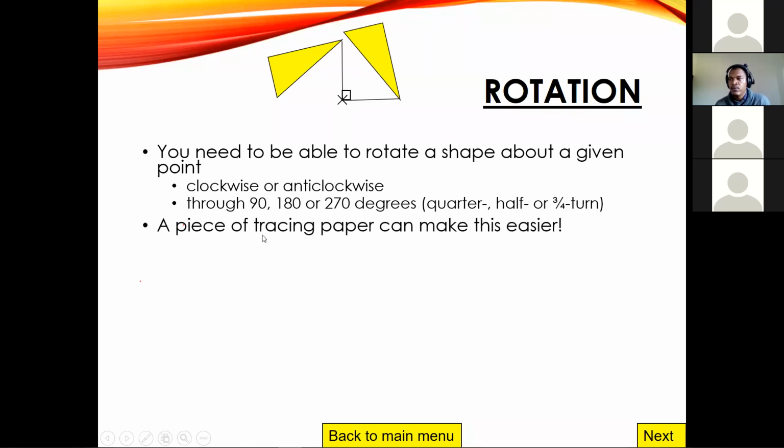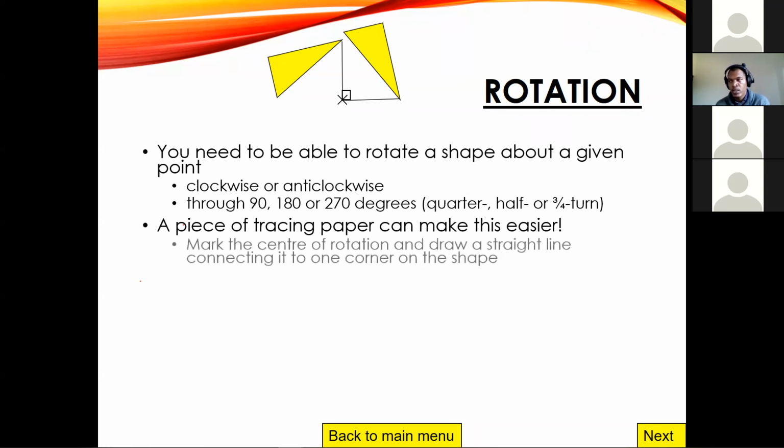A piece of tracing paper. This is normally the topic where tracing paper can be used or is allowed to be used, and it can also make things easier in the exam. But we will solve this without using tracing paper. That means we will basically show all our workings in solving it. All right. If you use tracing paper, it's just to assist. It's not to show the working.